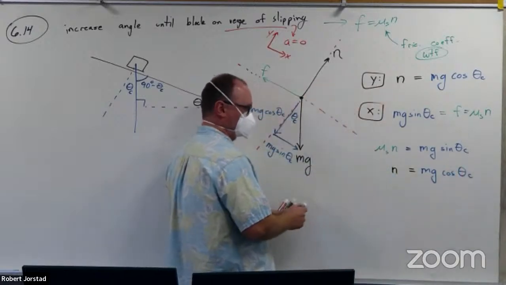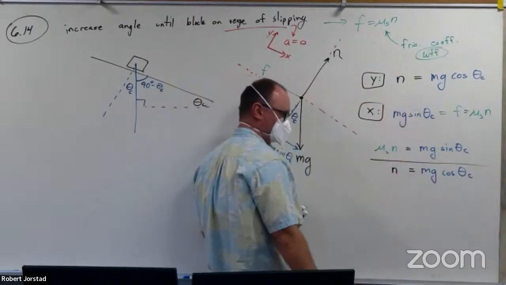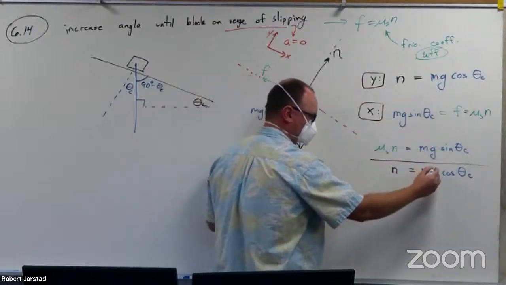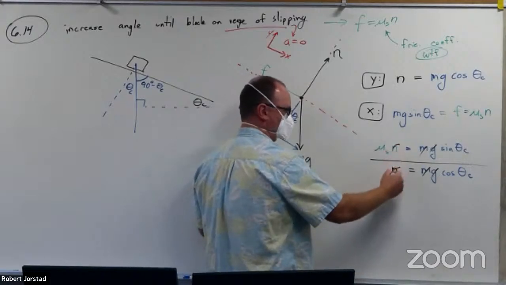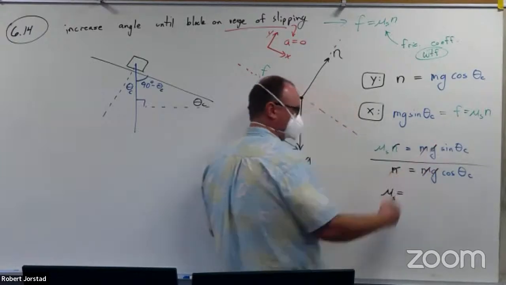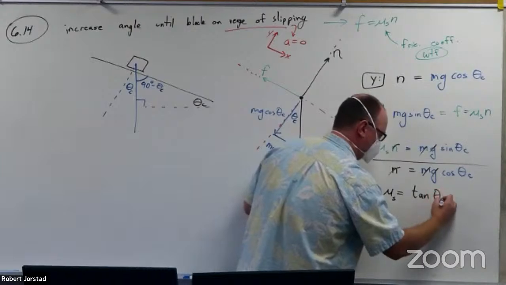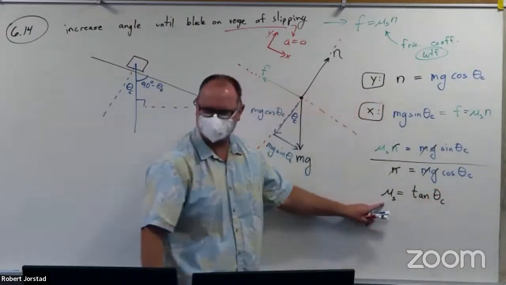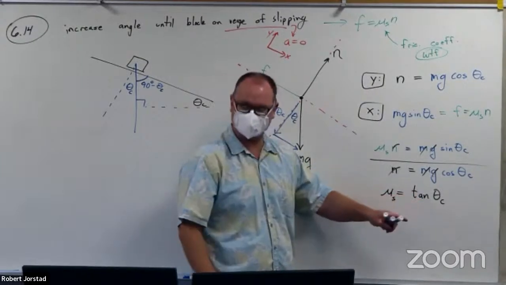If I take a ratio of this, what drops out on this side? mg. What drops out on this side? And that Horatio is pretty clever. What's left? Tangent. Isn't that crazy? Wait, what about the units? Shouldn't this have units of newtons? No, it's a coefficient. It's unitless. Tangent, unitless.